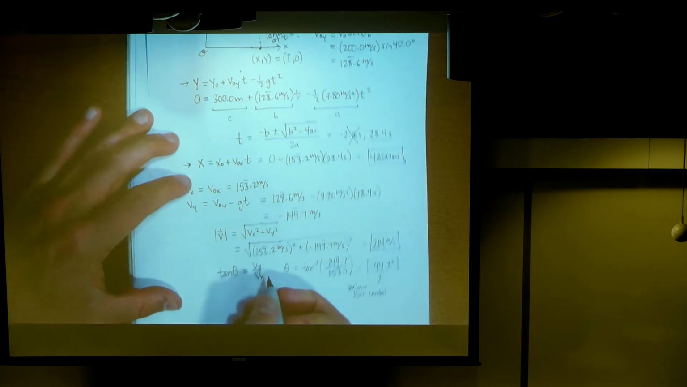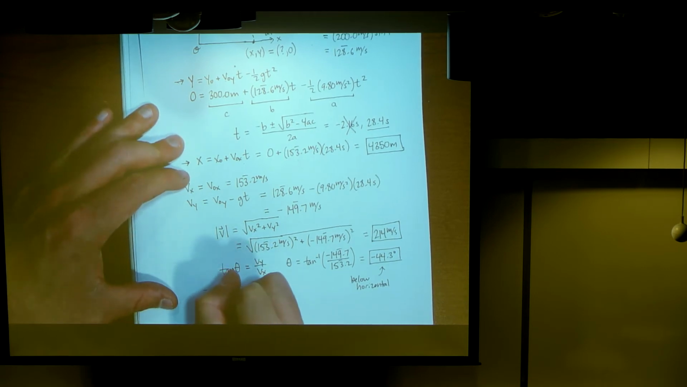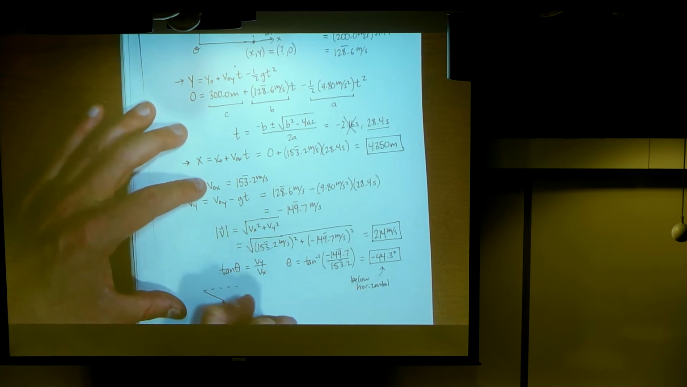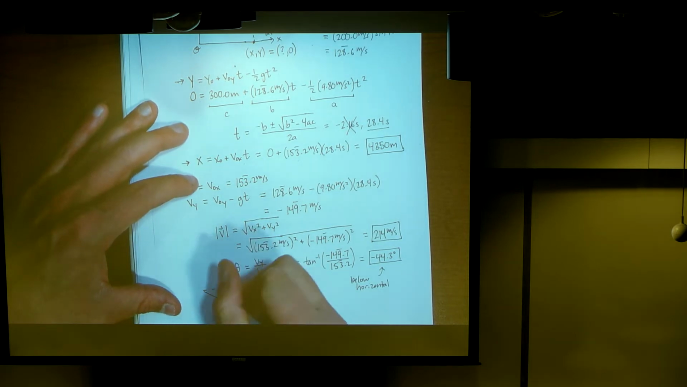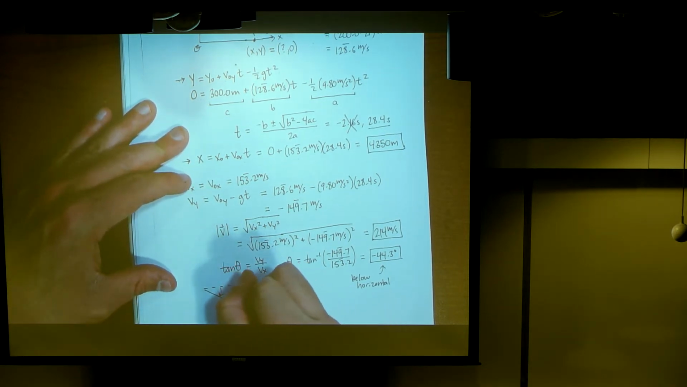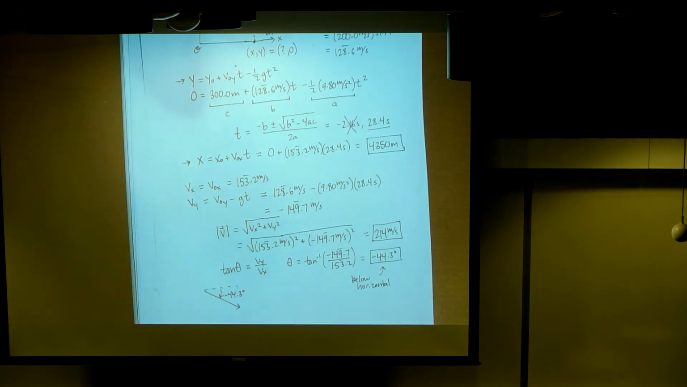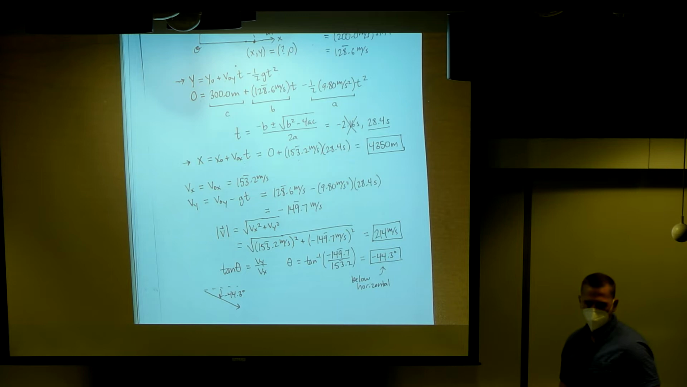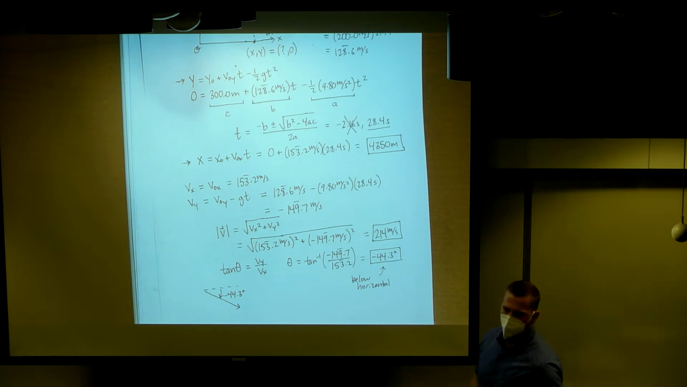So to draw it out, our velocity vector at the moment of impact is pointing like this, 44.3 degrees below the horizontal. That's what that negative sign is indicating. Okay? Any questions on that?